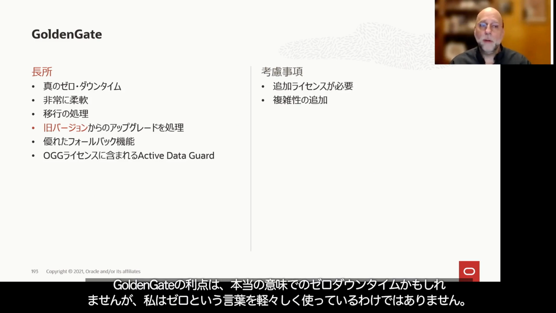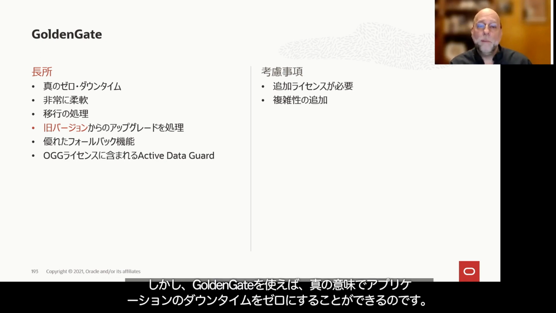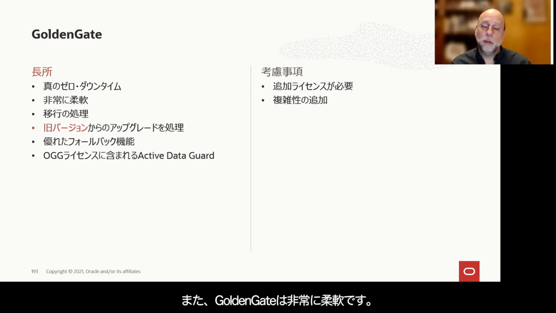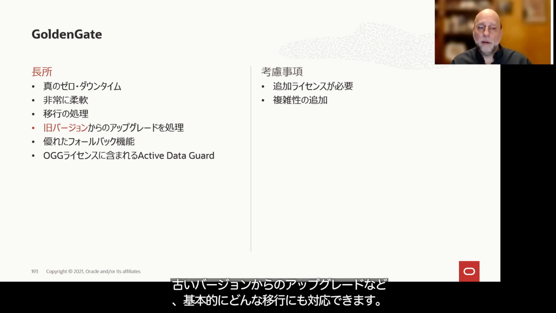So the advantages of GoldenGate: maybe even true zero downtime. And I don't use the word zero lightly. You'll often see people talk about zero downtime when they mean near zero downtime. But with GoldenGate, there are plenty of cases where you can use it to get true zero application downtime. It's very flexible. It goes cross-platform, cross-version, cross-endian, even from non-Oracle databases into Oracle.